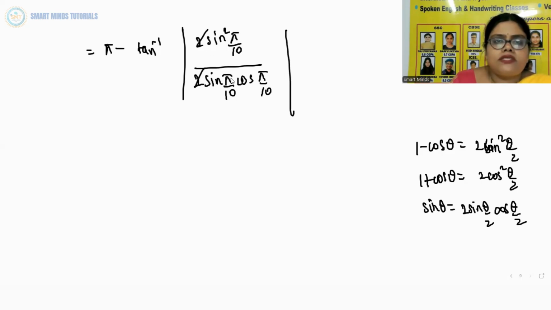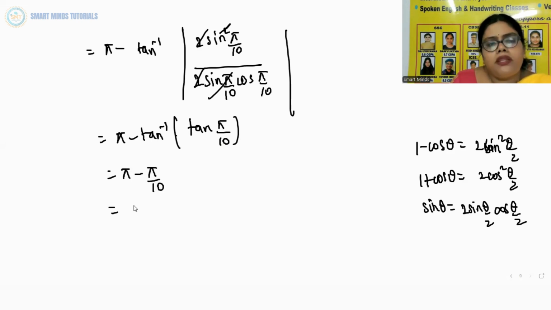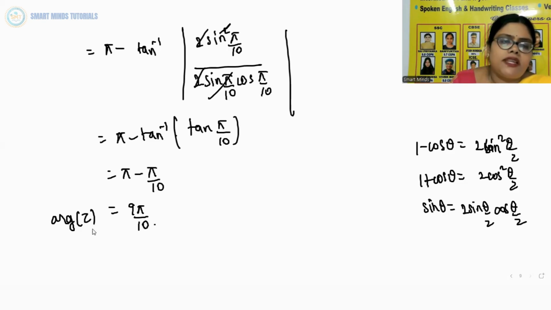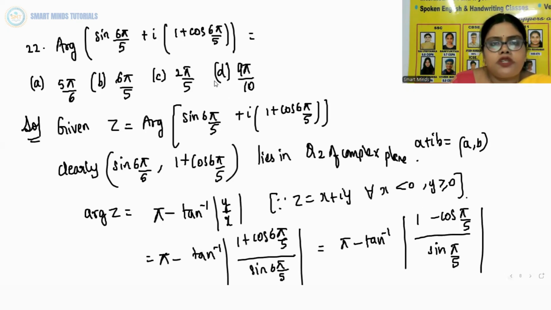2 cancel, 1 sine get cancelled. That is pi minus tan inverse of sine pi by 10 by cos pi by 10, which is tan pi by 10. Tan inverse get cancelled, that is pi minus pi by 10. Pi minus pi by 10 is 9 pi by 10. So you can say that argument of z is 9 pi by 10. So that is option D.